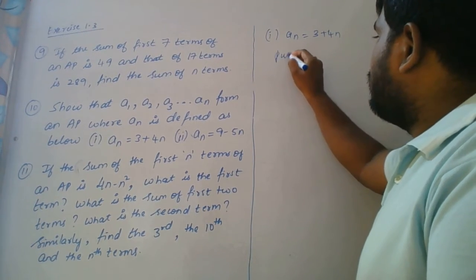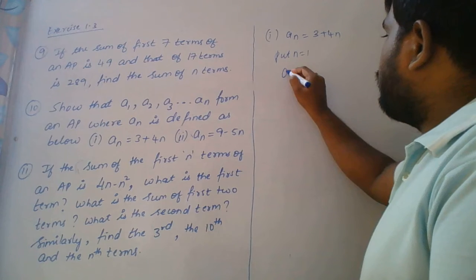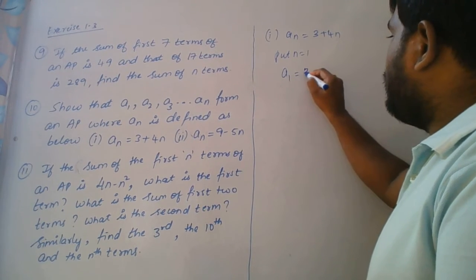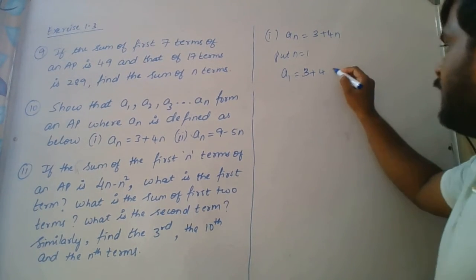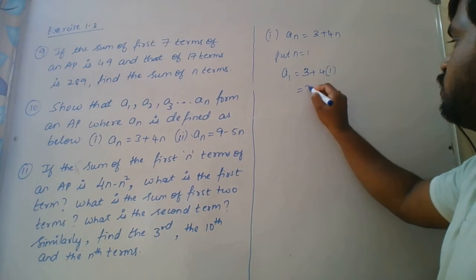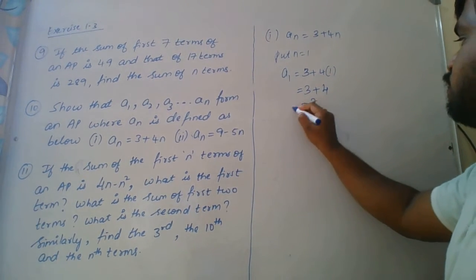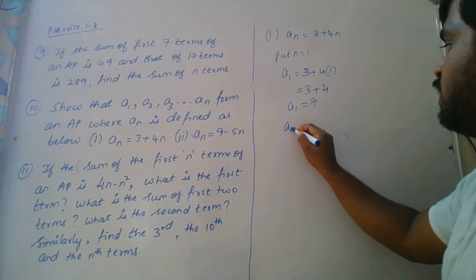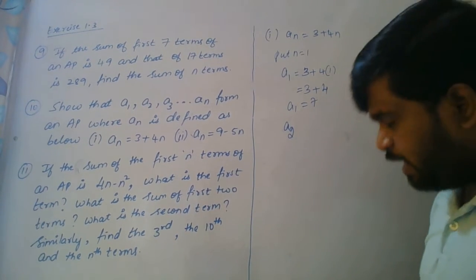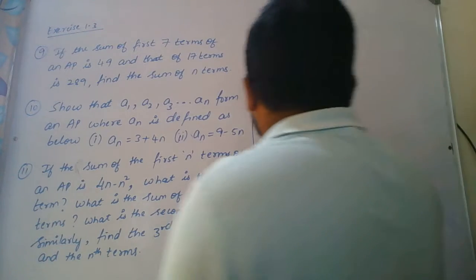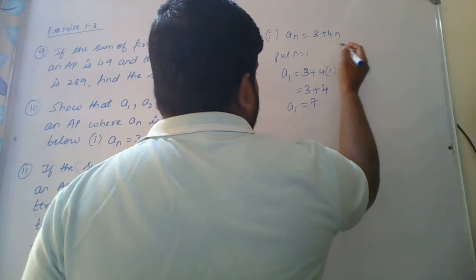So put n equal to 1. Therefore, you get a1 as 3 plus 4n, where the n value is 1. By BODMAS, first multiplication: 4 ones are 4. 3 plus 4 is 7. So that is your a1. Let's check a2. How do you get a2? Put n equal to 2.